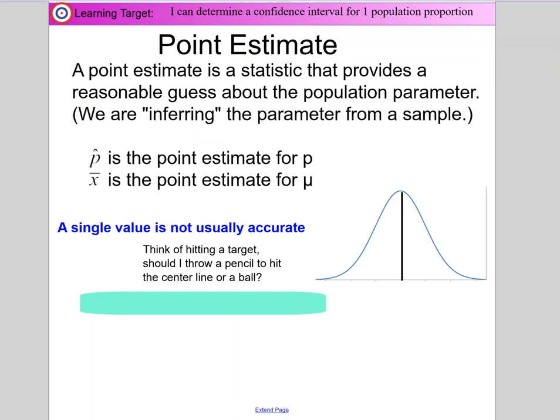So what that means is we're going to talk about a point estimate. A point estimate is a statistic that provides a reasonable guess about the population parameter. We're making an inference from a sample about the entire population. So we're trying to figure out information about an entire population given a sample.